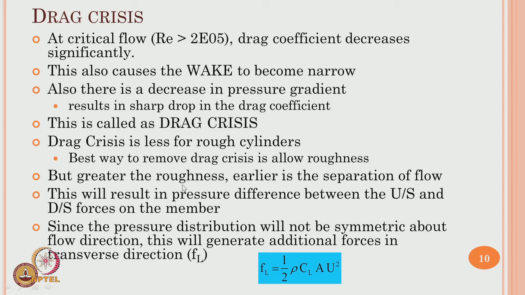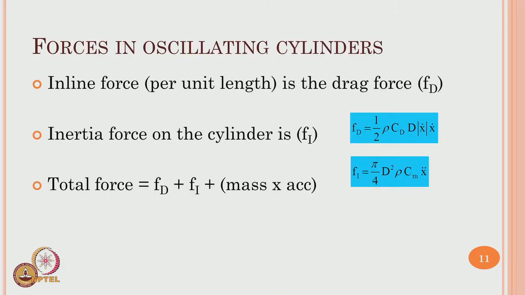But the greater the roughness, the earlier the separation of the flow. When the flow gets separated, you will have lift forces induced in the system automatically. So one benefit creates one more demerit in the given system. This will result in a pressure difference between upstream and downstream of the member. Since the pressure distribution is not symmetric about the flow direction, this will generate additional forces, what we call lift forces, which is given by the equation on the slide now, where CL is the lift coefficient, and of course A, rho and U are the same as defined in the previous slide.